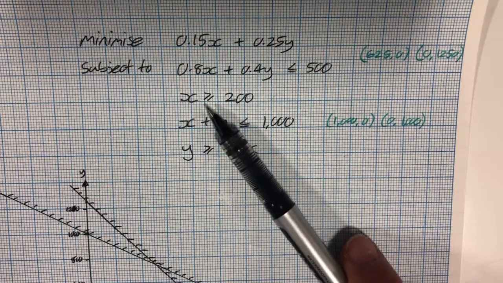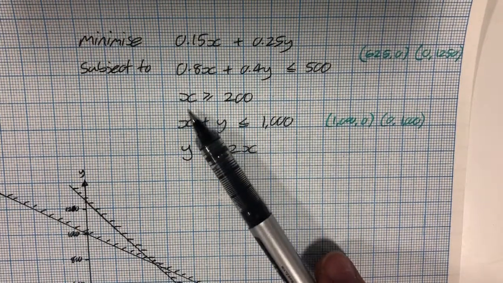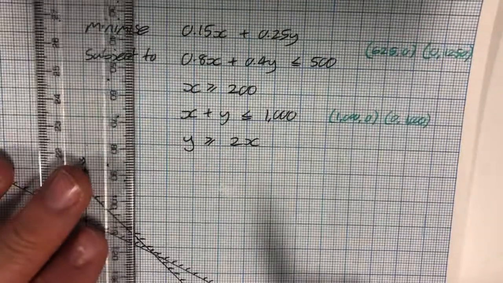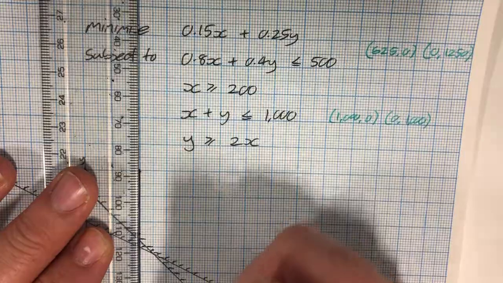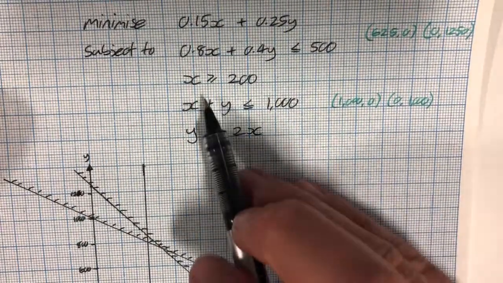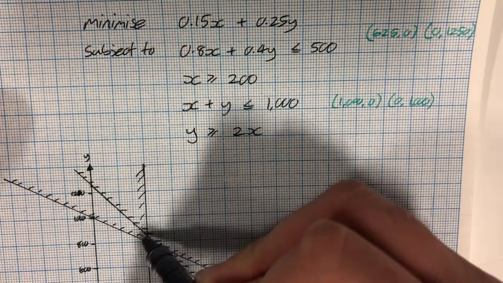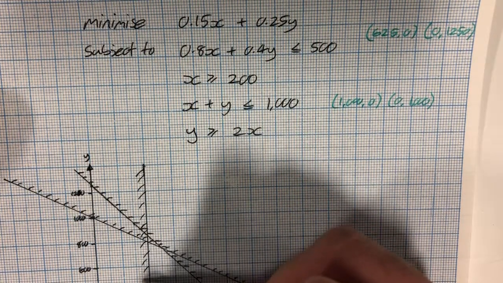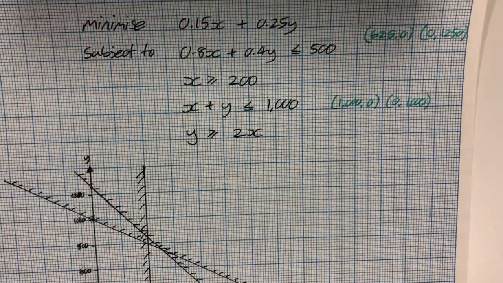x is greater than or equal to 200. This is going to be a vertical line. It's the line x equals 200. So x equals 200 looks like that. I'm not going to put the equation of that one because that one's fairly obvious. And we want x to be greater than 200. Therefore, we shade the left side because we don't want x to be less than 200. Don't forget, we shade the side we don't want for linear programming.